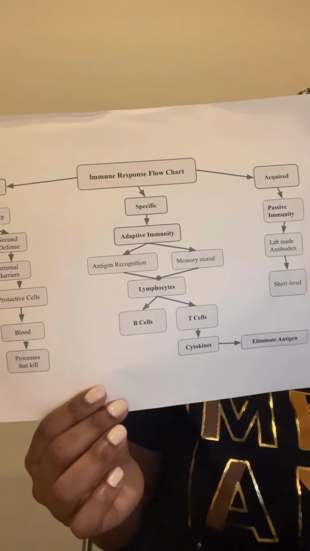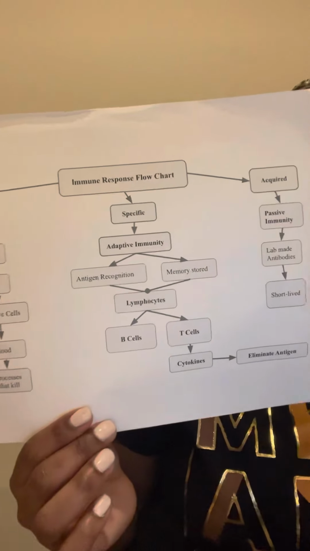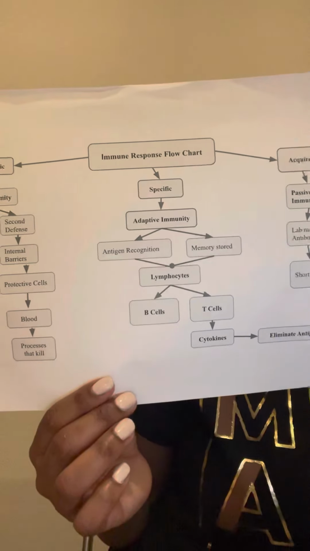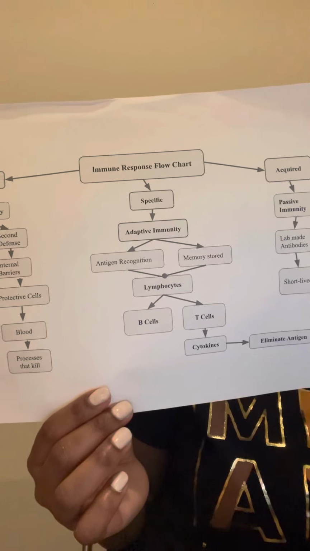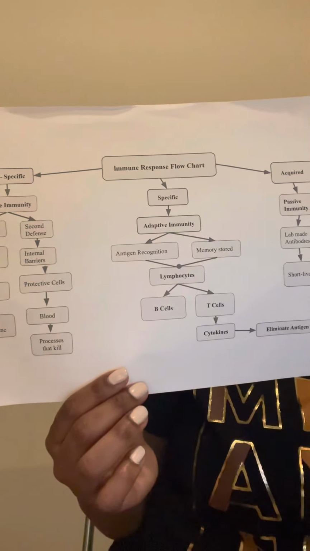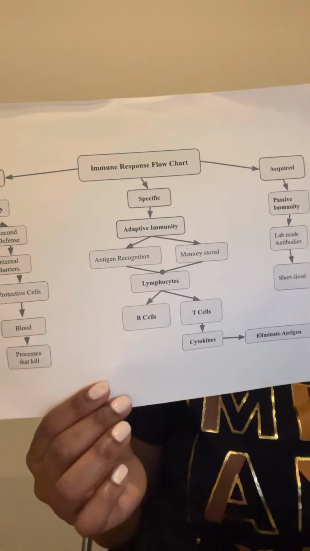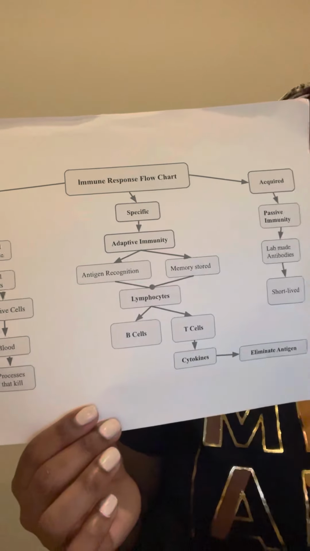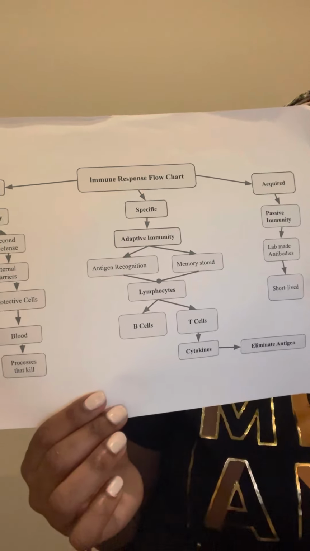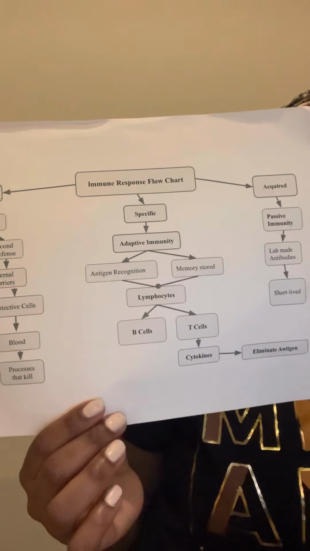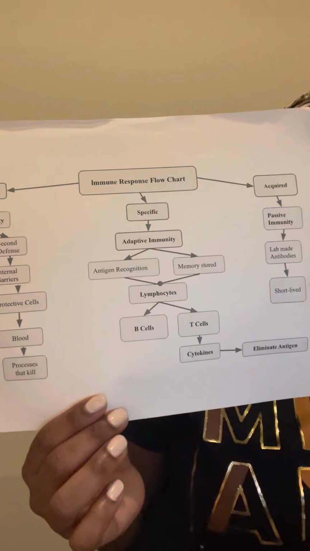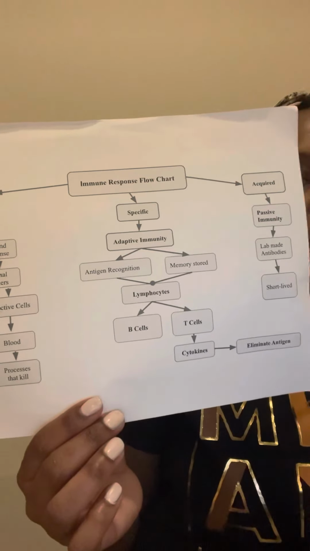B lymphocytes become, I hope I'm pronouncing that correctly, cells that produce antibodies which attach to specific antigens and make it easier for the immune cells to destroy the antigen. T lymphocytes attack antigens directly and help control the immune response. They also release chemicals known as cytokines, which control the entire immune response.